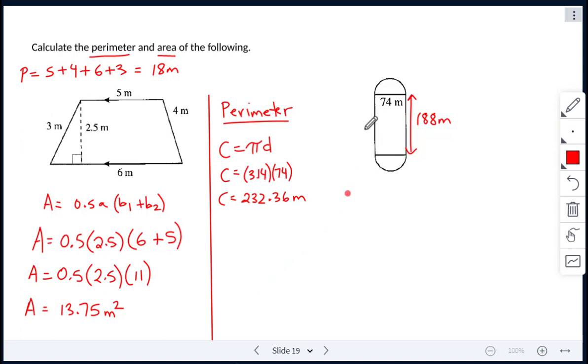Next, we have to figure out the perimeter of just these two areas here. So just this length and just this length, which is 188 meters. So the total perimeter is going to be 188 plus 188 plus the 232.36. All right, so our perimeter, therefore, is 608.36 meters. That is the perimeter of that figure.